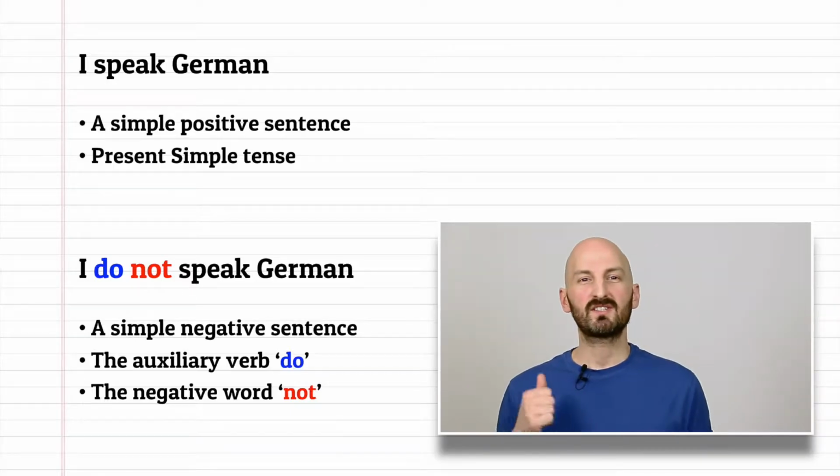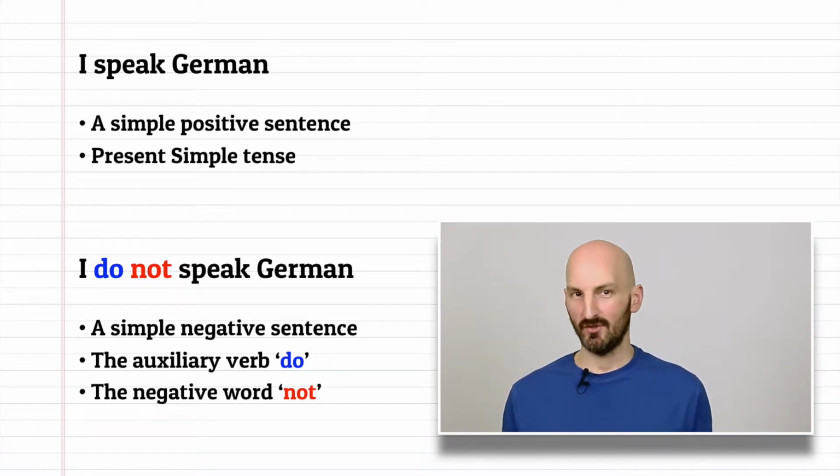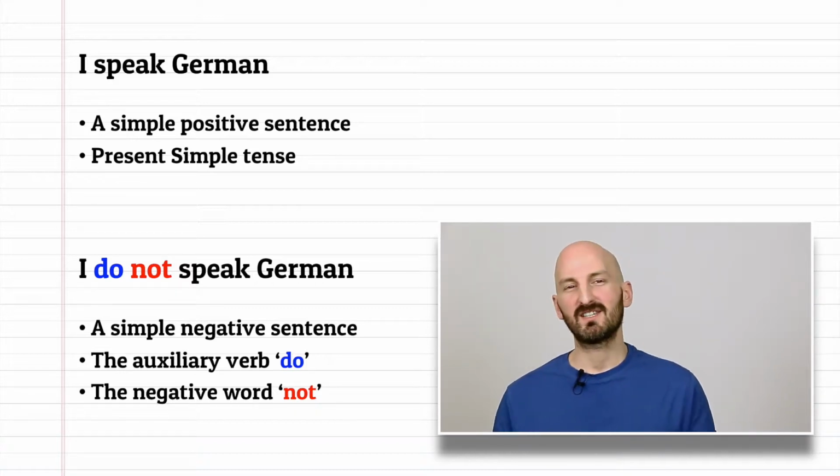So to start, let's have a look at present simple first. I speak German. This is a simple positive sentence. When we make this sentence negative, we need to add two new words, do and not. I do not speak German. This is now a negative sentence and it shows the opposite meaning to the positive sentence.